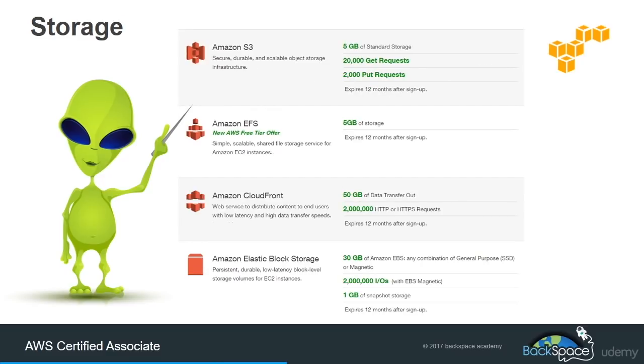In the storage area, again, we've got some good services there that we'll be taking advantage of on the free tier. We've got Amazon S3, Elastic File Service, we've got CloudFront we'll be using in the next section, and Amazon EBS, which we'll be using in the EC2 section. All of those are available for free within limits, and those limits are on the Amazon web page. I'm not going to read that out to you here. It's all available on the AWS web page, and it is updated regularly. But that expires 12 months after sign up.